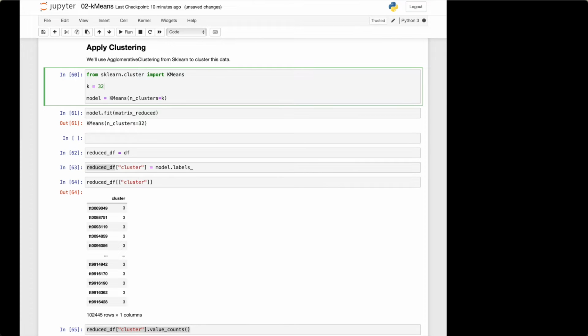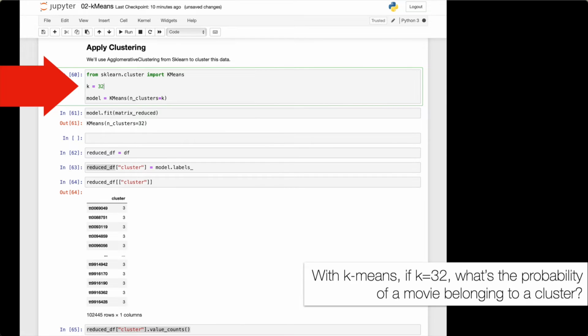So what we do here, by fiat, is specify that k equals 32. We're going to say there's 32 clusters of movies here. Now, certainly there could be a different number, but for the examples that we'll do, we're going to focus on k equals 32. And the question is, if we know the number of clusters is 32, what's the probability that a given movie is going to belong to a particular cluster?